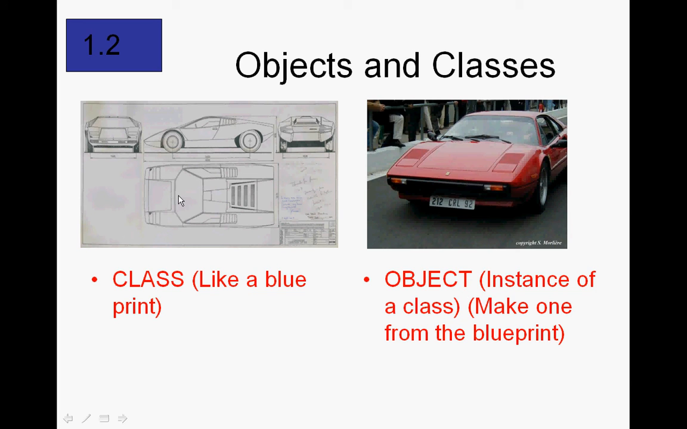So if we have our blueprints and we make the thing on the blueprints, we're going to have a Ferrari, and that's our object. That's something we can actually do something with. Okay, and by the way, let's say that I did make a Ferrari.